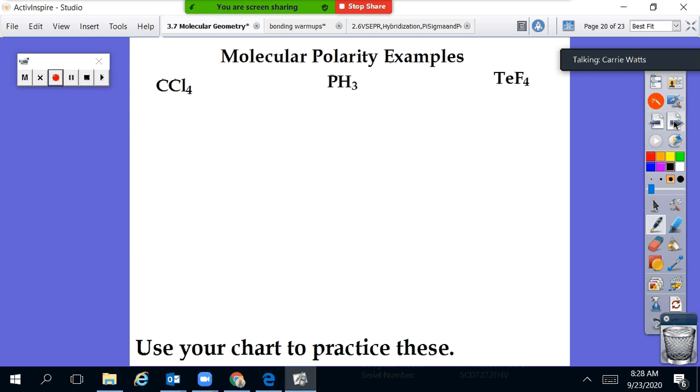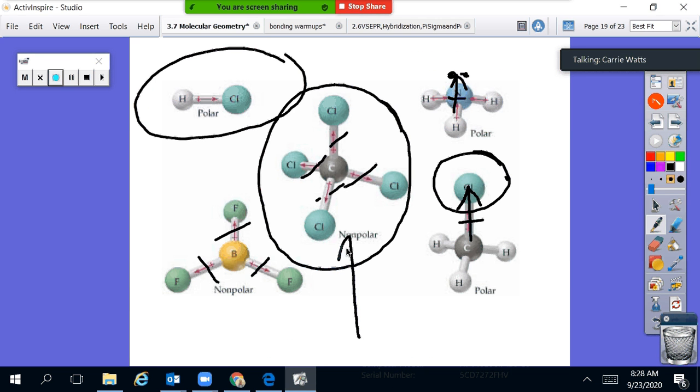Okay, well, I'm not going to do carbon tetrachloride. We just looked at that. That's a tetrahedral. Okay, we just showed that on this page. It's right there, and equal and opposite forces cancel out.